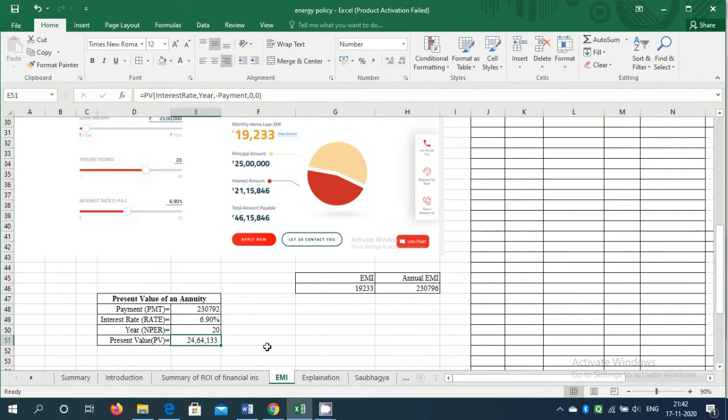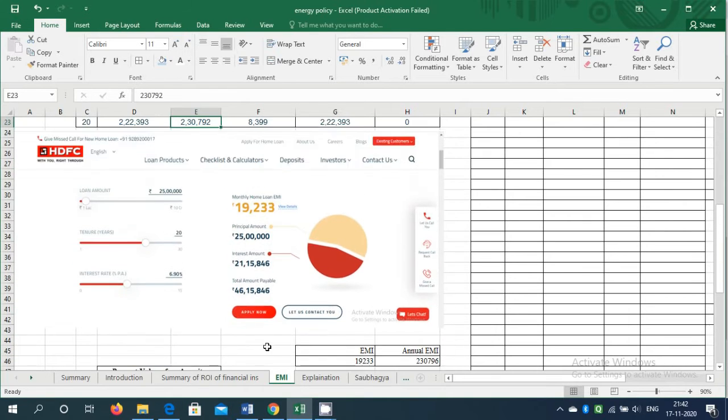It is coming 24,64,133. Okay, so this way we can say that the financial institution is not taking a big amount. Rather, as per the present day calculation, it is coming less than your principal amount also. So 6.9 is a good rate by seeing.